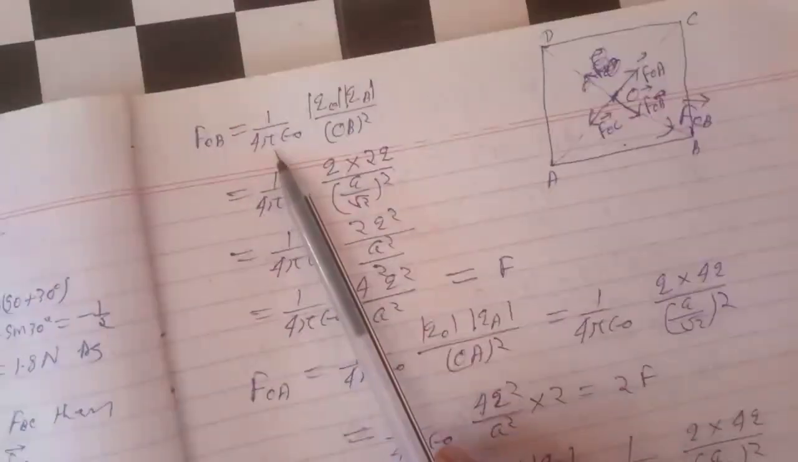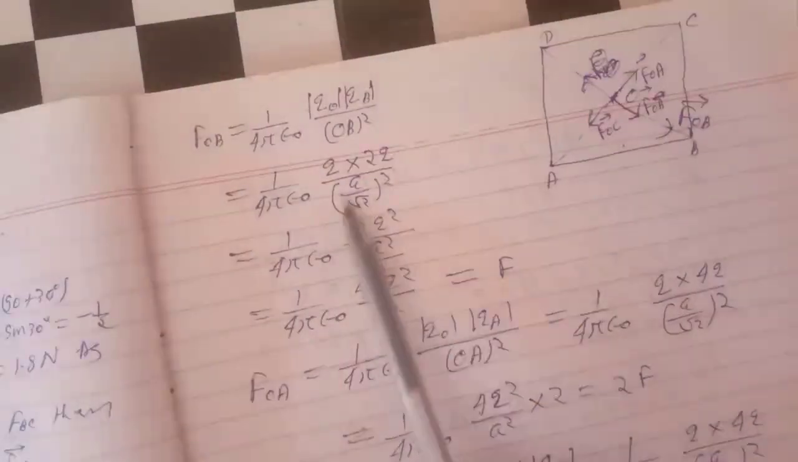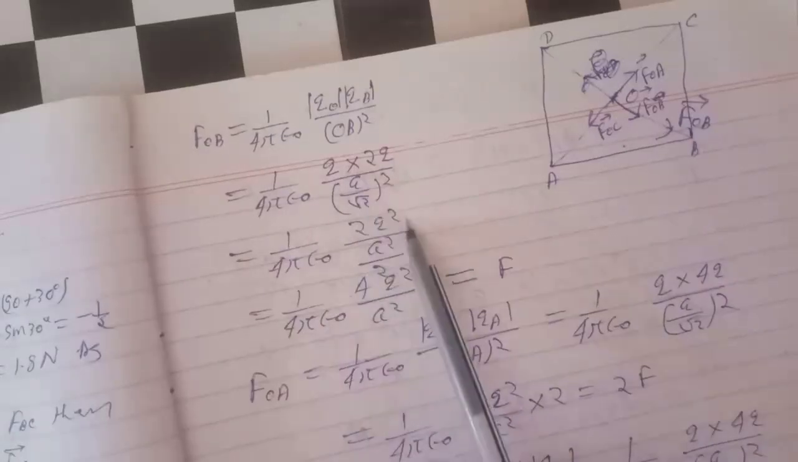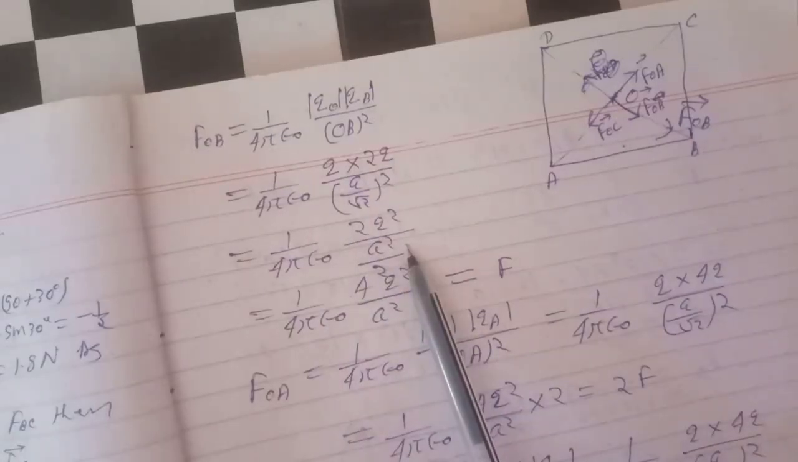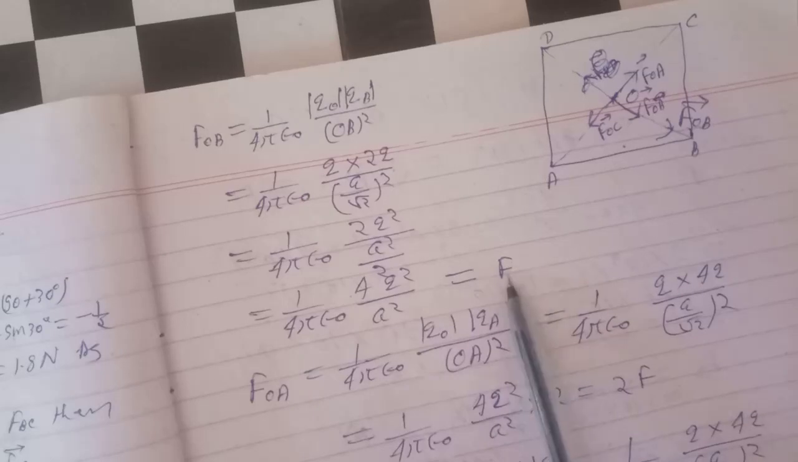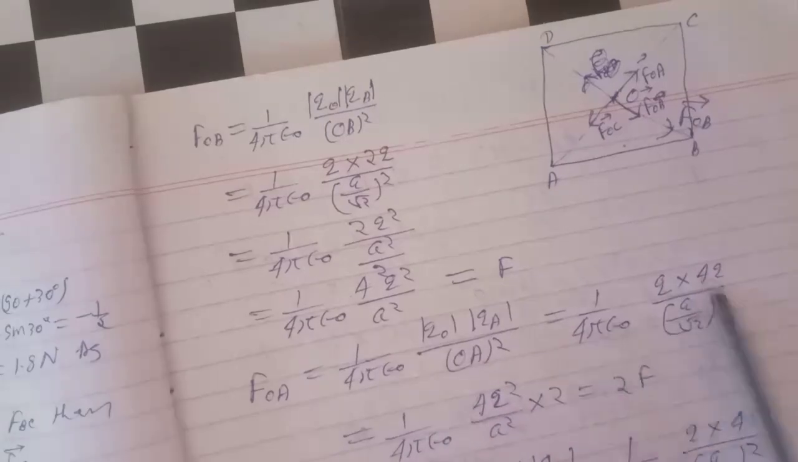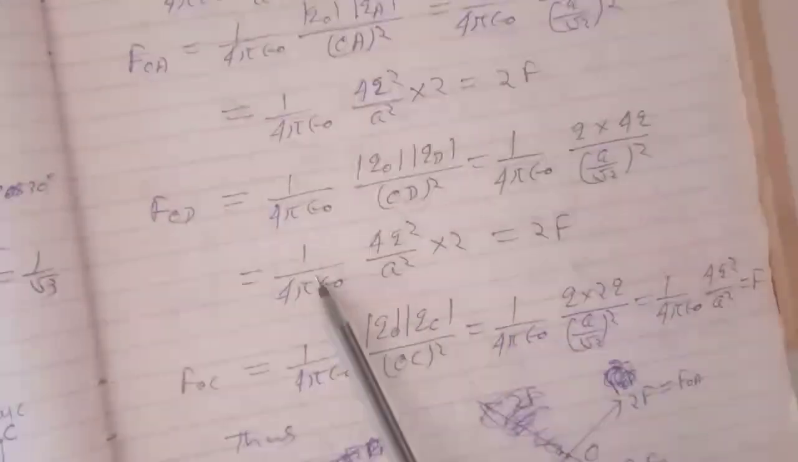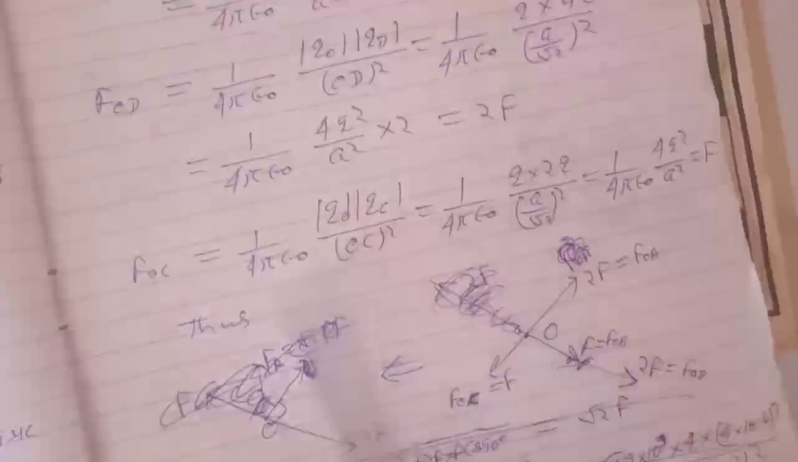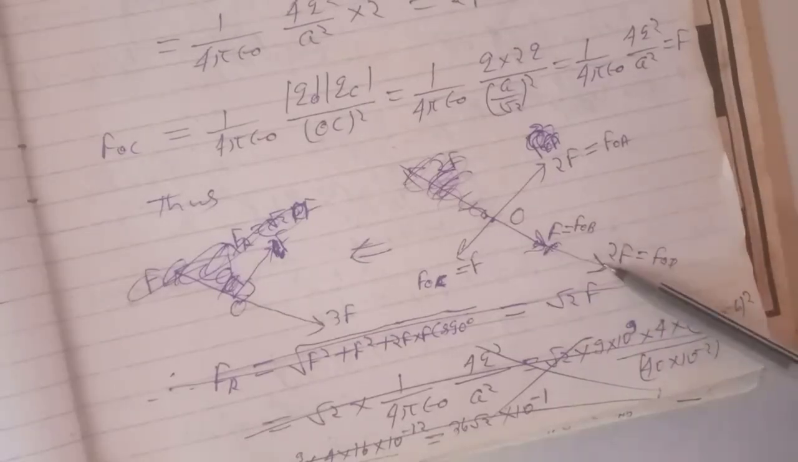F_OB equals 1 by 4 pi epsilon naught, mod of Q_O into Q_B by OB squared, equals 1 by 4 pi epsilon naught, Q into 2Q by (a by root 2) squared, equals 1 by 4 pi epsilon naught, 2Q squared by a squared by 2, or 1 by 4 pi epsilon naught, 4Q squared by a squared. Let this be F. So F_OA, solving, finally we get 2F, and similarly F_OD will be 2F and F_OC will be F. So here the different forces are shown in the figure: this is 2F, this is F, this is F, and this is 2F.